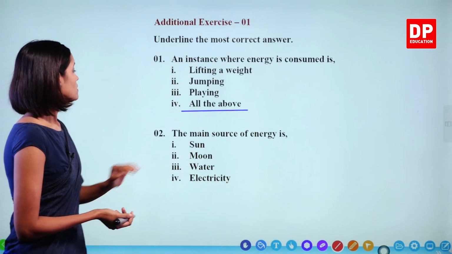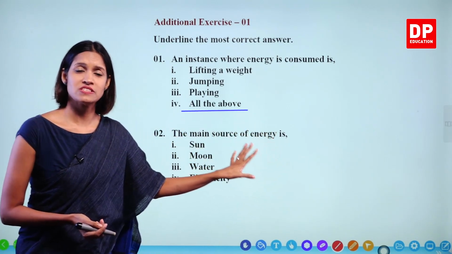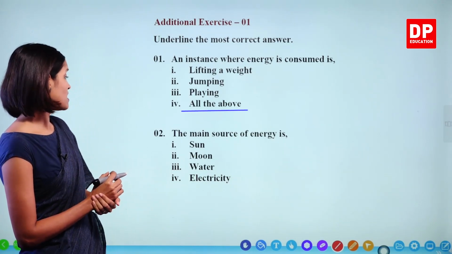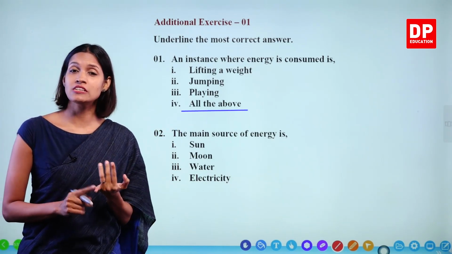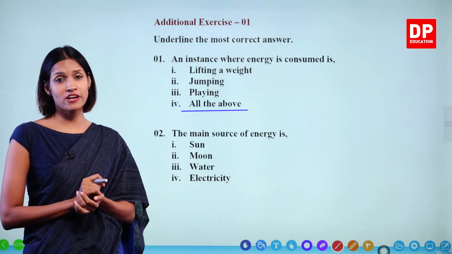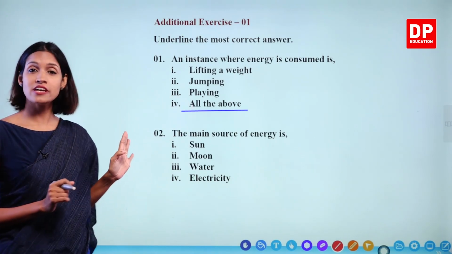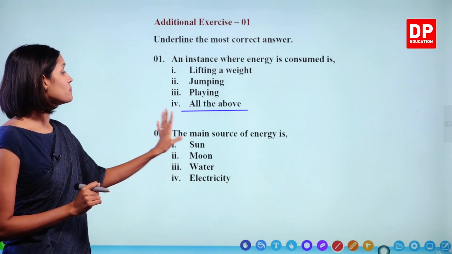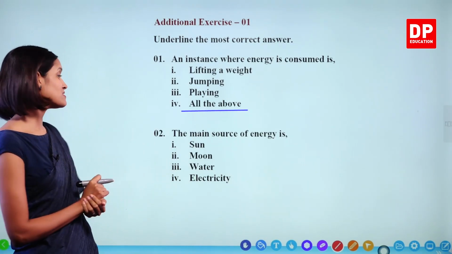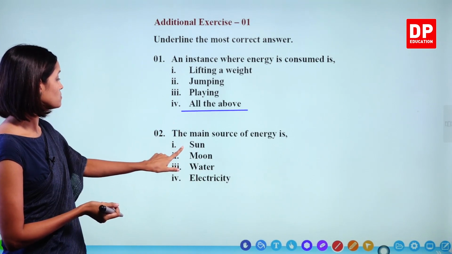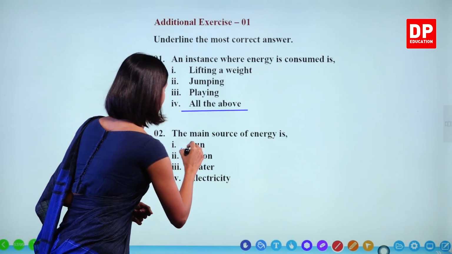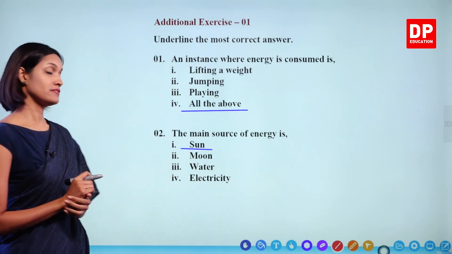Number 2. The main source of energy is. So we learned there are different types of energy sources. What are the examples? Sun, wind, energy stored in water, biomass, nuclear energy, likewise. So when you consider different types of energy sources, what is the main source of energy that gives us energy? That is the sun. Okay, children, or solar energy. So sun, moon, water, electricity. The answer is sun. Okay.